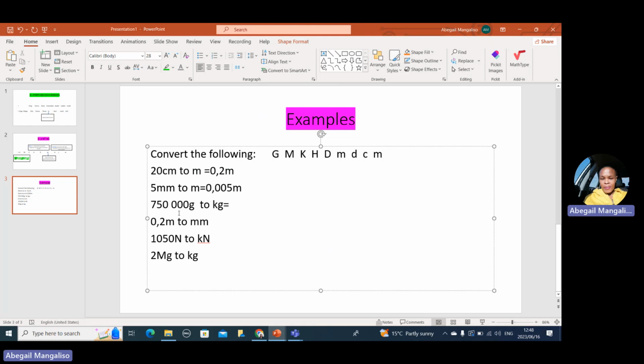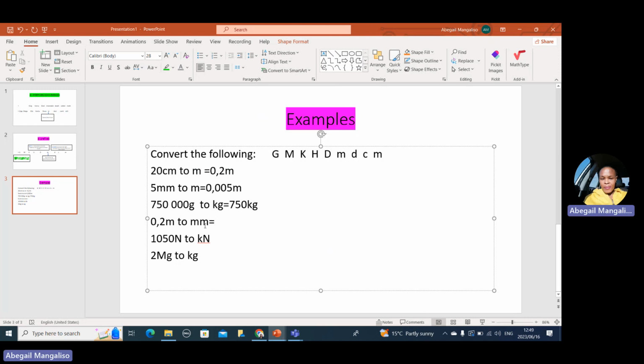This one, number 3, you convert from grams to kilograms. Gram is a general or basic SI unit. This is where kilo is. I will count how many times: 1, 2, 3. So I'll divide this by 1,000 and it will be 750 kilograms.